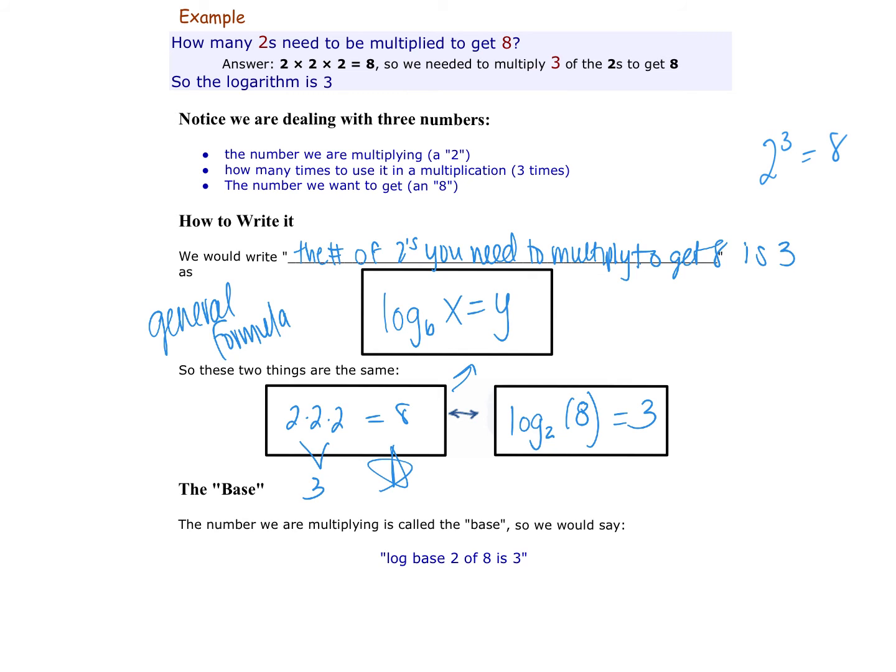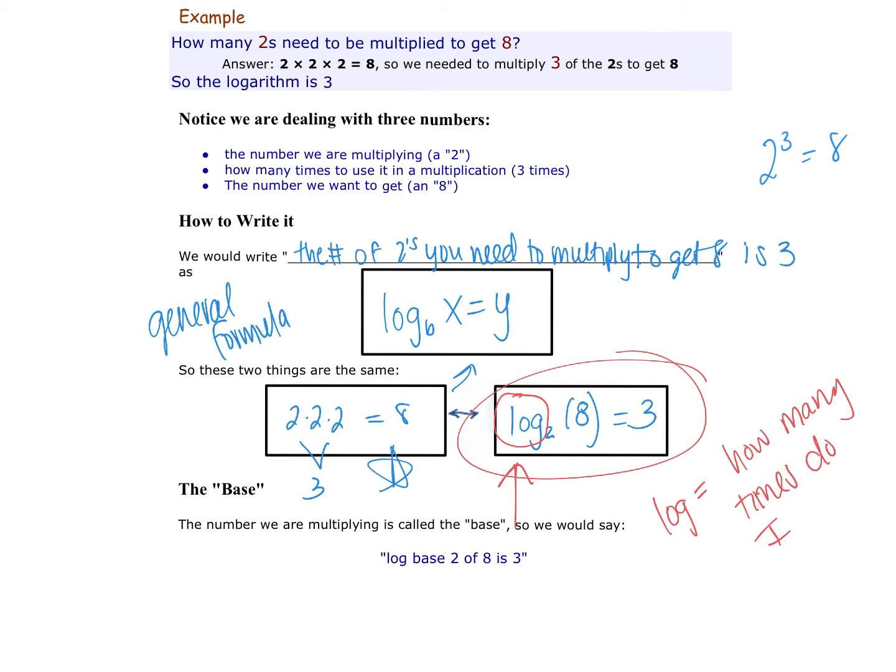So what this whole thing is asking us is, how many times do I multiply? So how many times do I multiply 2 to get 8? And then your answer is 3. So that's how we write a log. That's important to remember. And how we would say this answer is log base 2 of 8 is 3. So this general formula here is important. Please write this down somewhere.